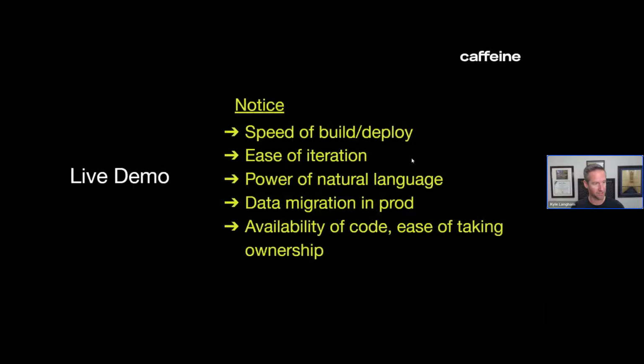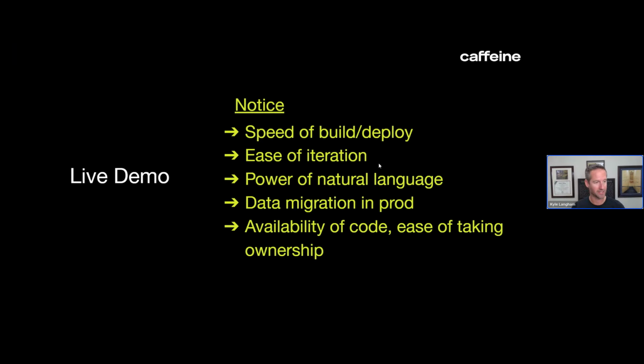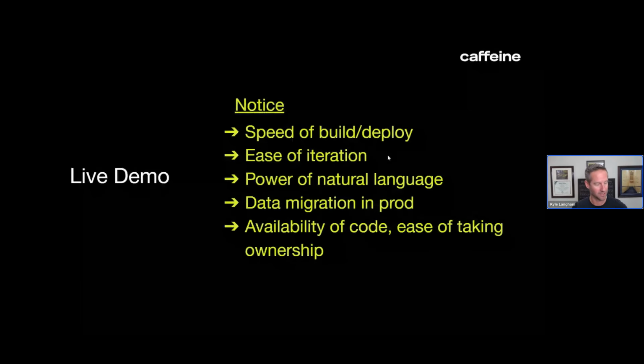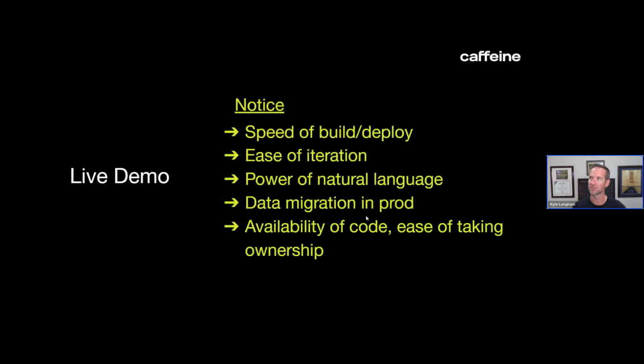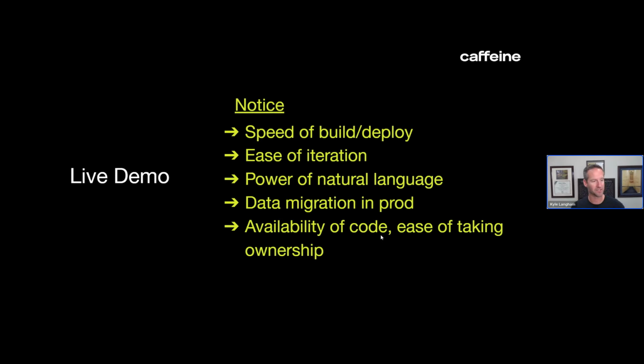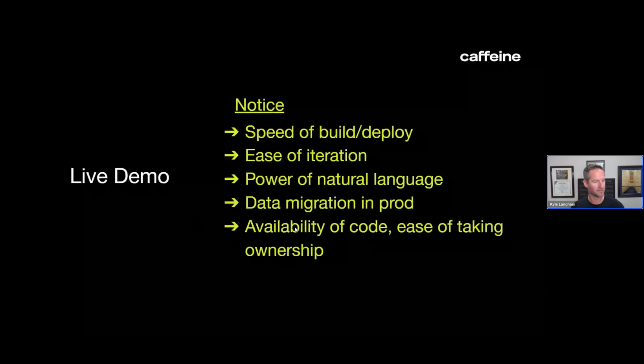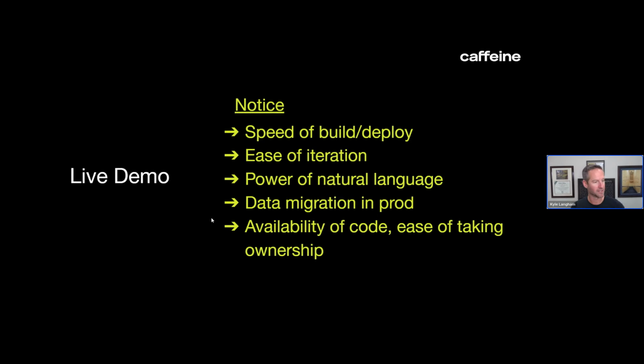Ease of iteration: you can see a couple times on the applications that I didn't like what it first created, and so I went back to the prompt and told it to change it. We didn't end up testing data migration in prod, sorry, and I didn't even give you a really nice complex data structure application. So that's a miss on my part. But yeah, Caffeine handles data migration, including when data schemas change, very easily. And then the availability of the code and the ease of taking ownership.